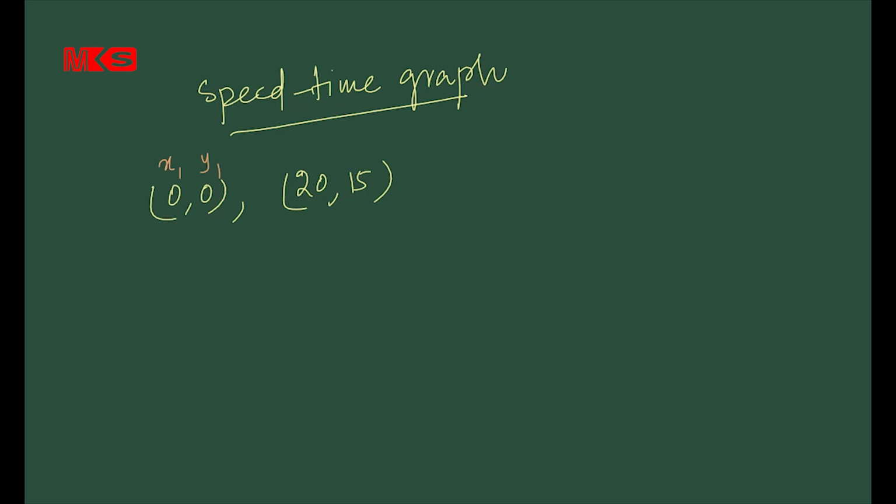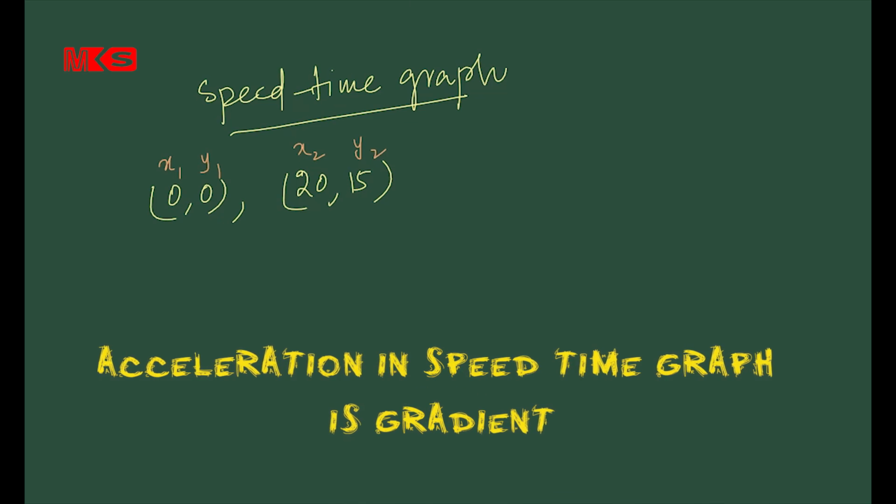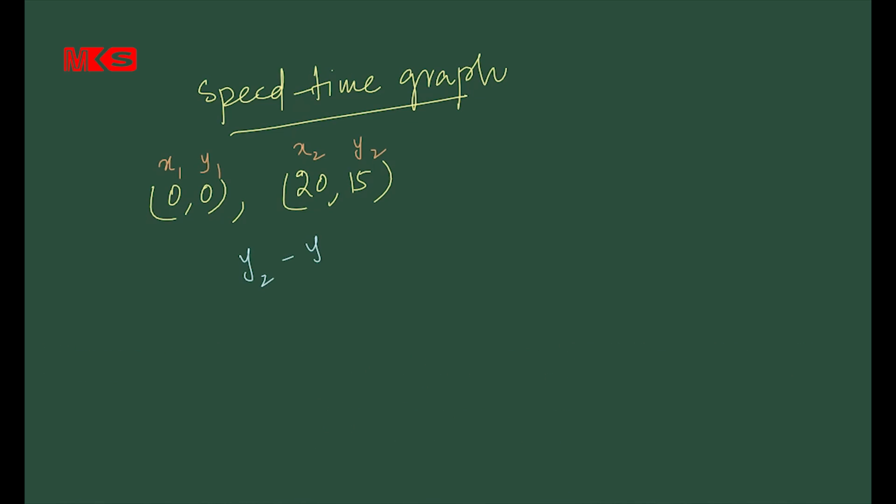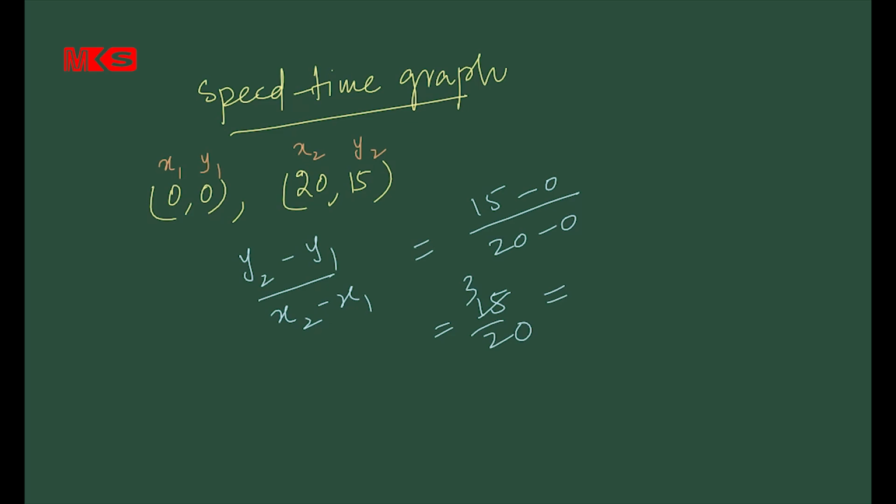Let this be x1, y1, and this be x2, y2. Acceleration in the speed-time graph is the gradient, and the gradient is y2 minus y1 over x2 minus x1. So 15 minus 0 over 20 minus 0, that is 15 over 20. Dividing by 5, that is 3 over 4, or you can write it as 0.75 meters per second squared.